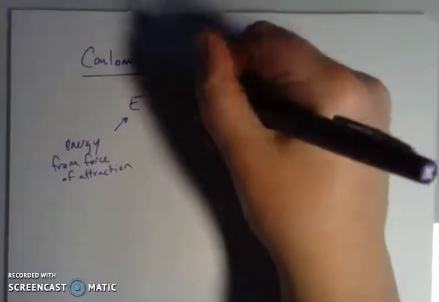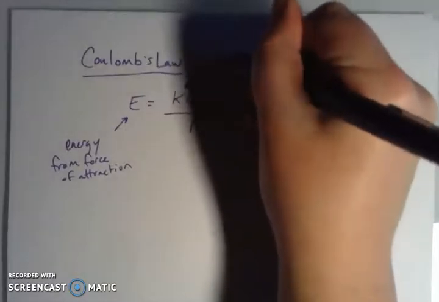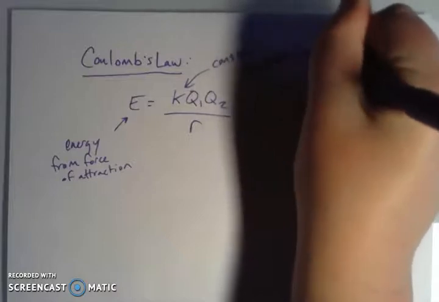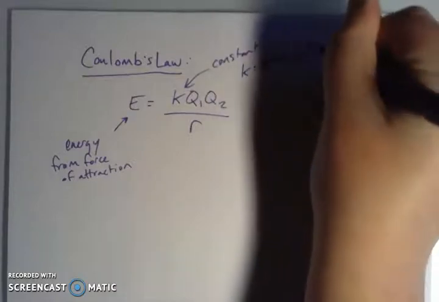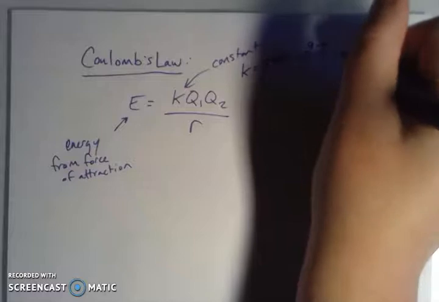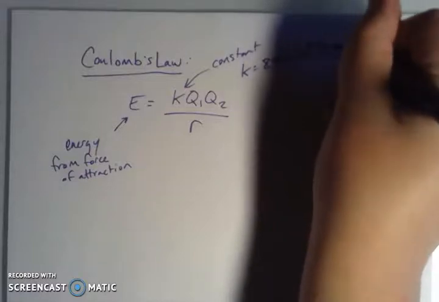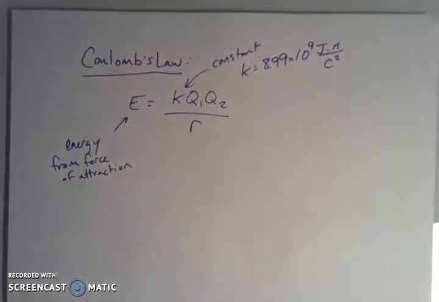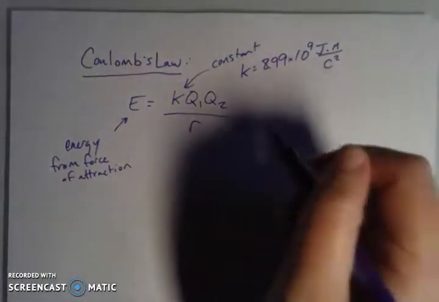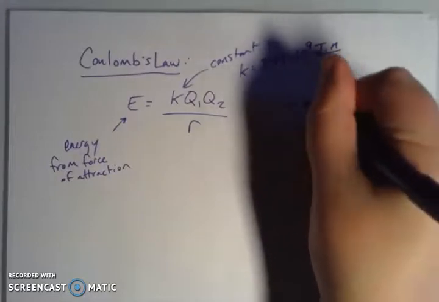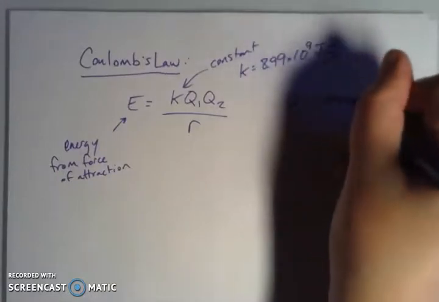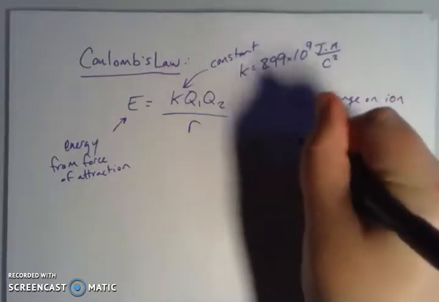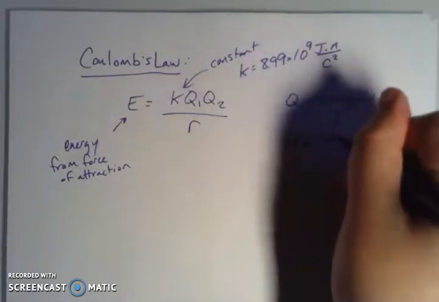K is a constant, so Coulomb's constant K is equal to 8.99 times 10 to the 9th, and the units on that are joule meters per coulomb squared, and coulomb is a unit of charge. Q1 is the charge on ion 1. Q2 is the charge on ion 2.